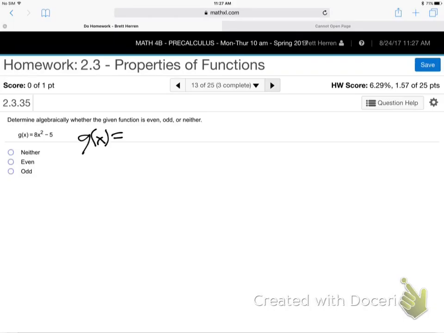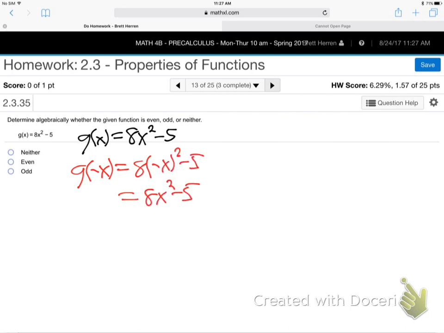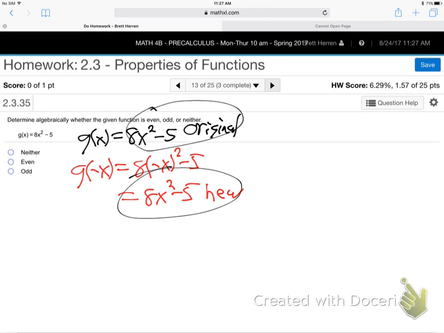So g of x equals 8x squared minus 5. So even, odd, or neither. What do you do? You plug in negative x and simplify. So what is that? That's just 8x squared minus 5, right? So that's the new one. Up here's the original. So you ask yourself, are they totally the same? They're totally the same.